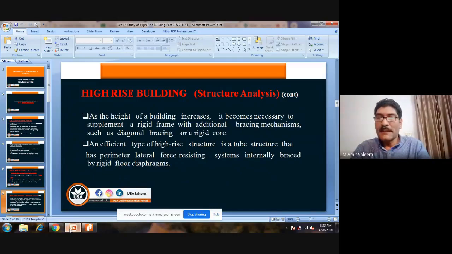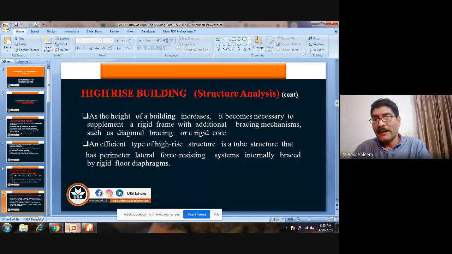So we use some mechanics like diagonal braces. The word is bracing, which we use in our lateral stability lectures. So diagonal braces and rigid cores. Rigid core means fixed and permanent, having very effective connections. This is called the rigid core.